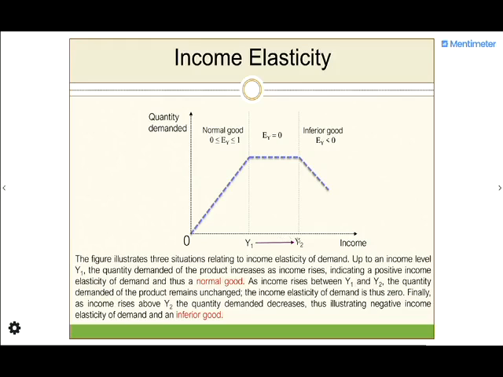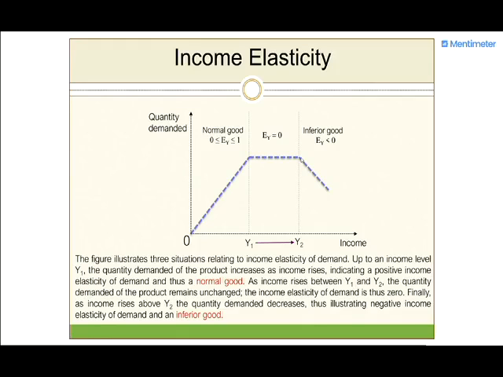And as you become even richer, what happens is that you get a negative value. It becomes an inferior good for you. But this doesn't mean that it's low quality. It just becomes an inferior good. It's just you demand less of it as you become richer.